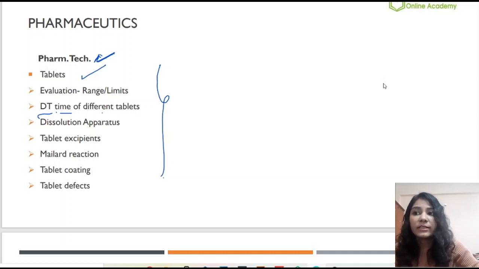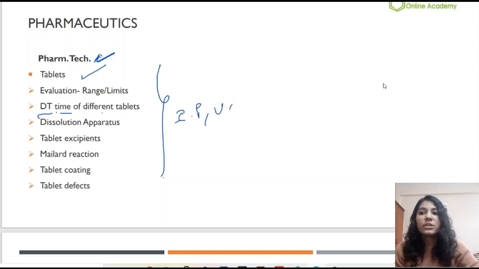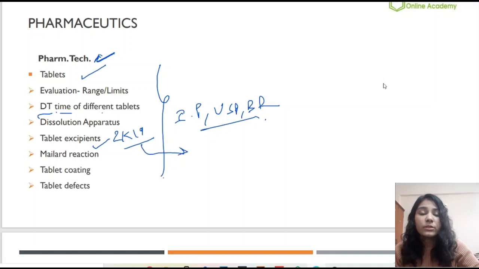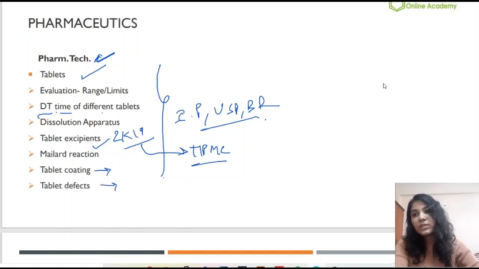Then there are tablet excipients, like in 2K19 there was a question asked about the utility of HPMC, hydroxypropyl methyl cellulose. Then tablet coating is very much important, steps of sugar coating, tablet defects are important, and the Maillard reaction is important. Questions can be asked from these topics.